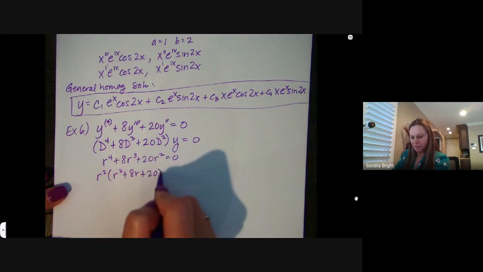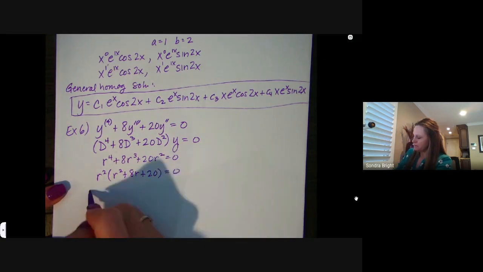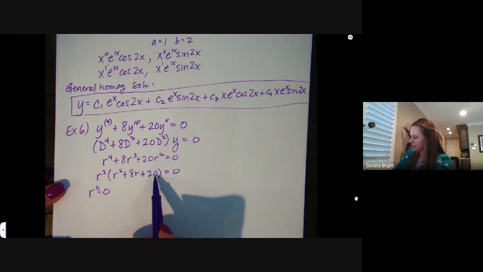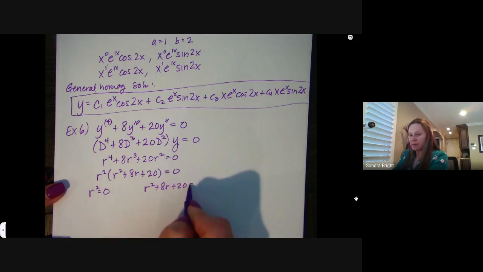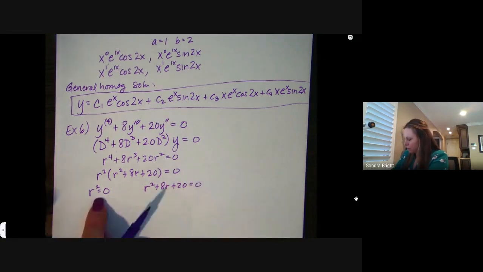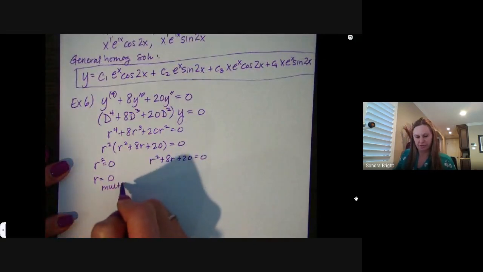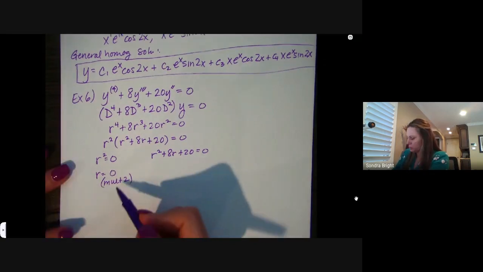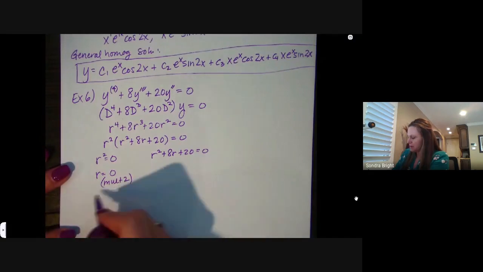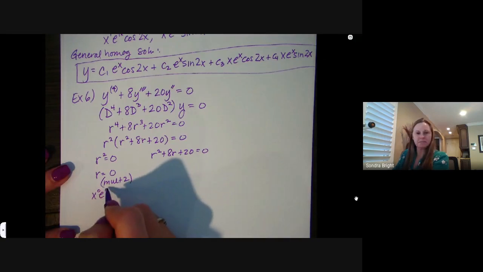Now, all right, that means that r squared is equal to 0. Twenty, multiplying to 20 and adding to 8, not going to happen. All right, it's okay. So I set each factor equal to 0. So r squared equaling 0 means that r equals 0, but with a multiplicity of 2. So that's a real solution, right? But it has a multiplicity, so your 2 solutions will be x to the 0, e to the 0x, and x to the power of 1, e to the 0x.